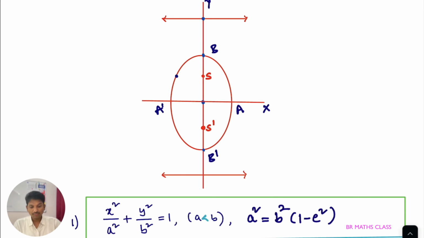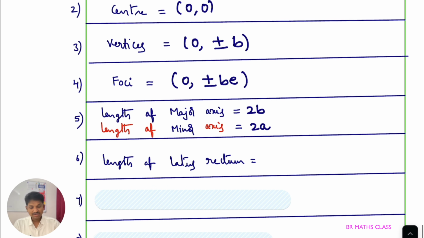Next one, the length of the latus rectum. What is the latus rectum? See, the latus rectum is a line segment whose endpoints lie on the ellipse, passes through the focus and is perpendicular to the major axis. See, this one is there. This is the latus rectum. In the standard form of the ellipse, the length of the latus rectum is 2b square by a. Here, the length of the latus rectum is 2a square divided by b. So the length of the latus rectum formula is 2a square divided by b.